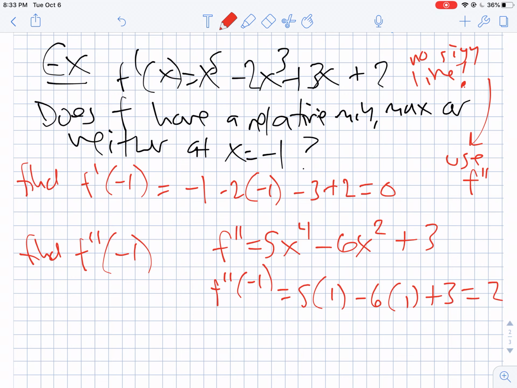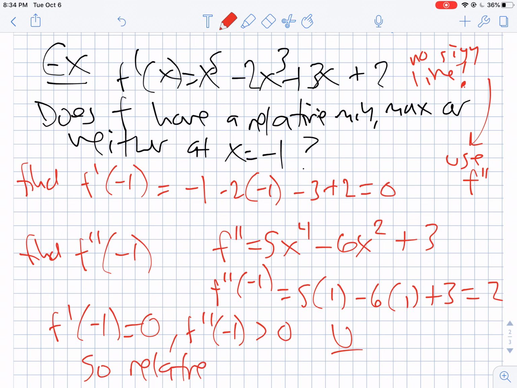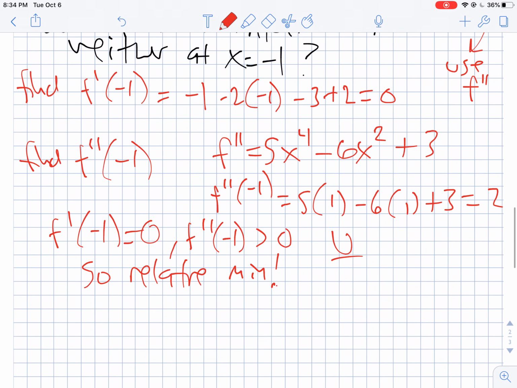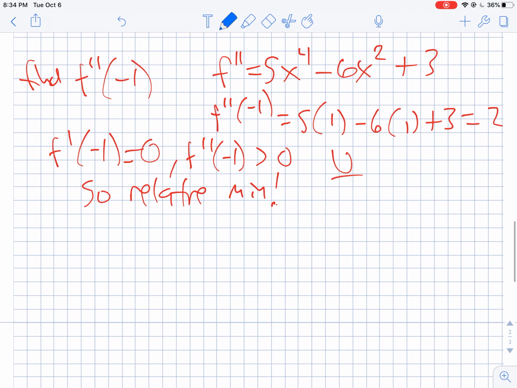Again, it doesn't actually matter what the number is. The important part is that f prime of negative 1 is 0. F double prime of negative 1 is bigger than 0. So we're concave up, slope is 0. So that tells us that we have a relative minimum at that point. So that's how the second derivative test can be helpful, and we'll see some situations where this helps you out.